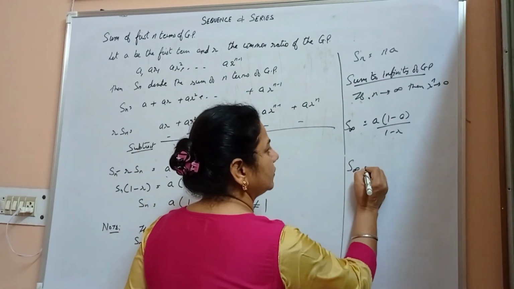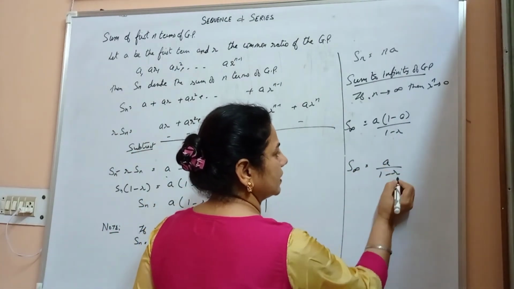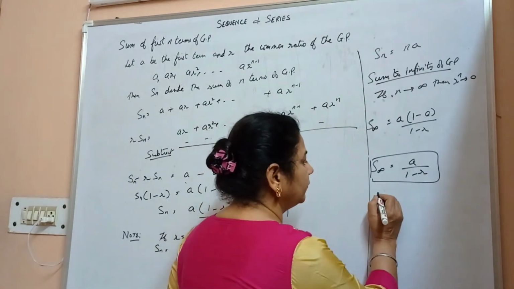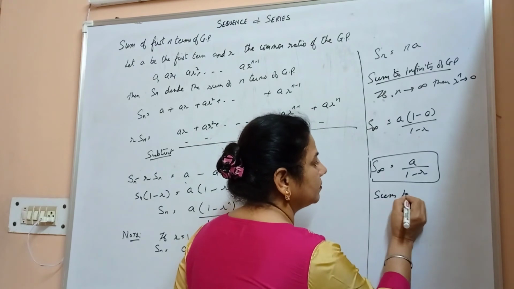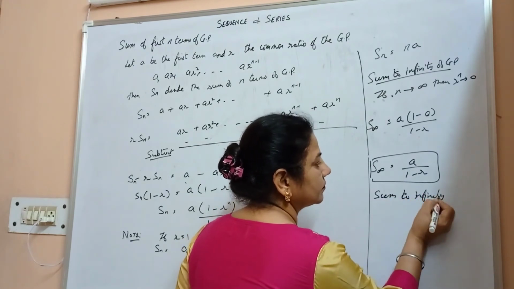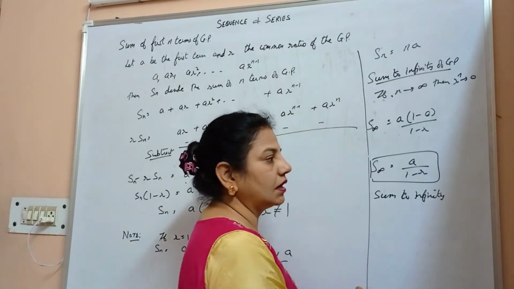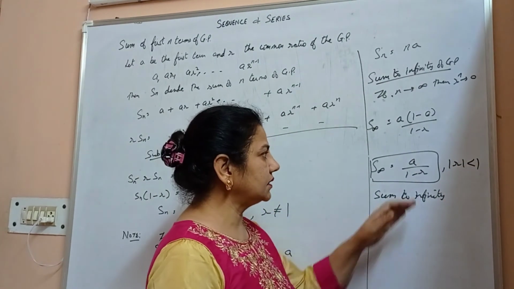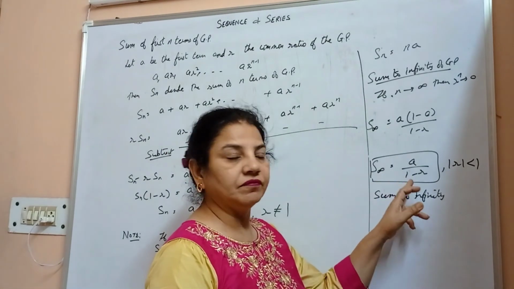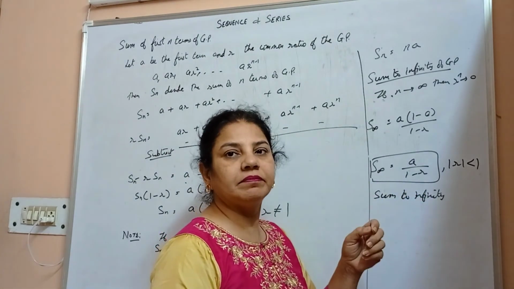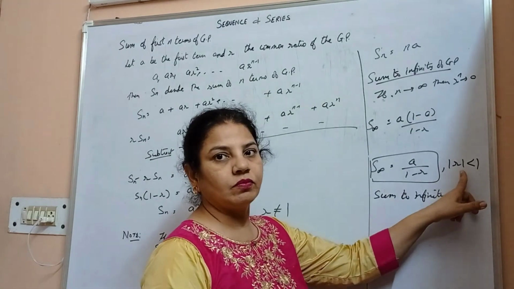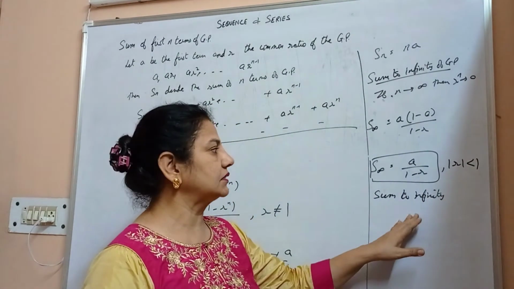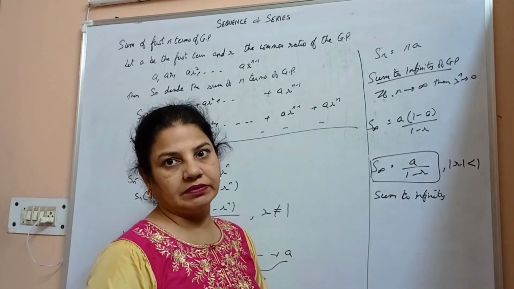So S infinity is equal to A upon 1 minus R, and here mod R is less than 1, because as n tends to infinity, R to the power n becomes very minute. So mod R is less than 1. So we have the sum to infinity of GP given as S infinity equals A upon 1 minus R.